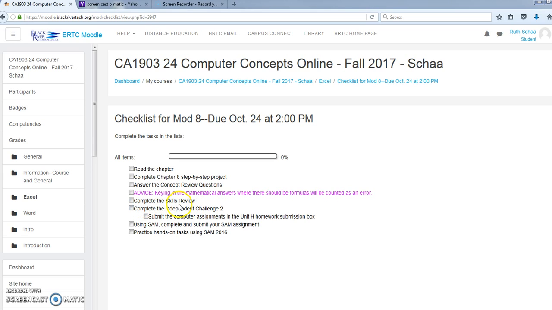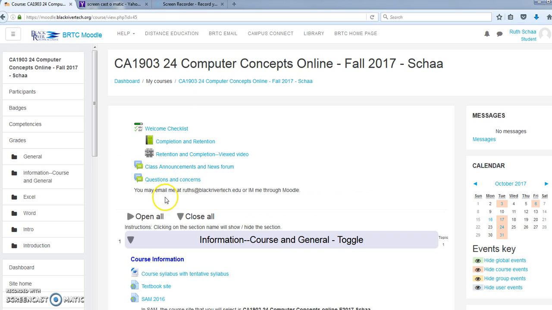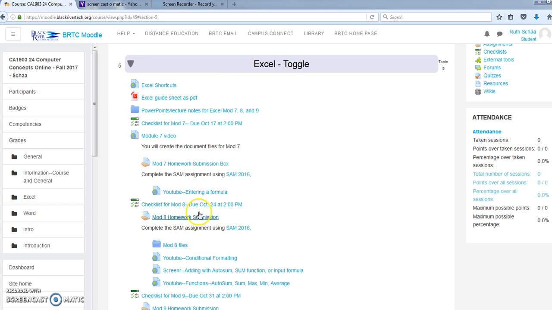Complete the skills review. Complete Independent Challenge 2. You will also do the SAMs. I see an error. I will correct it when it says Unit H. Going back to Excel. Don't forget your assignments are due on the 24th.